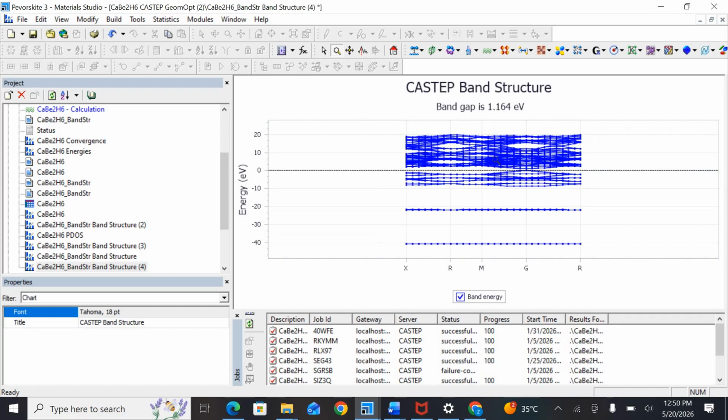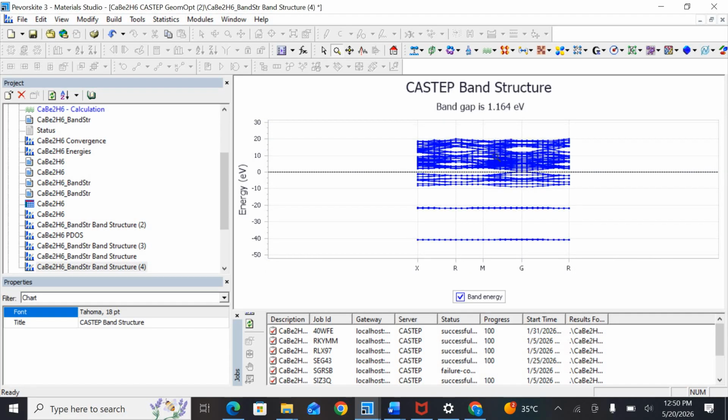Band structure is a graphical representation that shows how the energy of electrons varies with respect to their momentum in a crystal. In simple terms, it tells us how electrons are distributed in energy levels inside a material and whether they can move freely or not. It is one of the most important tools to understand the electronic nature of the material.